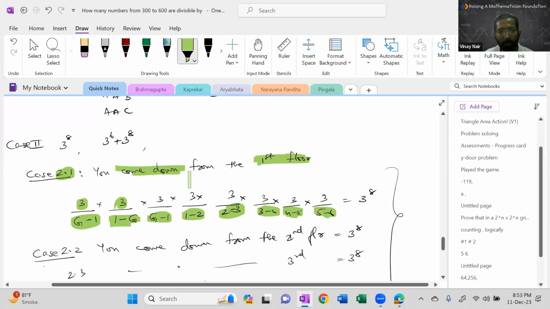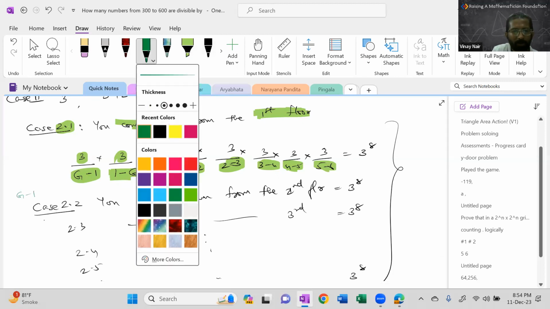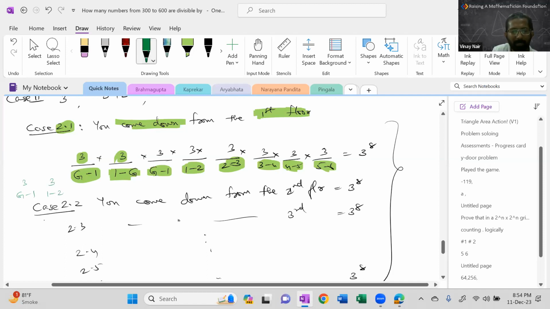In case 2.1, you decide to come down from the first floor. In case 2.2, you decide to come down from the second floor. When you decide to come down from the second floor, you are saying ground to first, there are 3 ways. First to second, 3 ways. Now second floor to first floor, 3 ways. We have come down from the second floor. Now first to second, 3 ways. Second to third, 3 ways. Third to fourth, fourth to fifth, fifth to sixth, 3 ways each. That's it. Does that make sense?